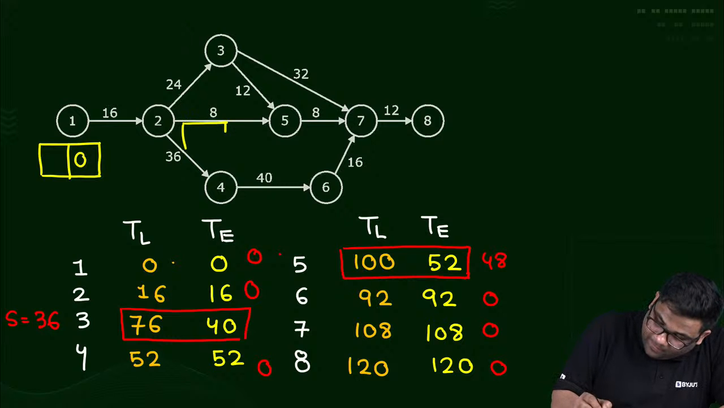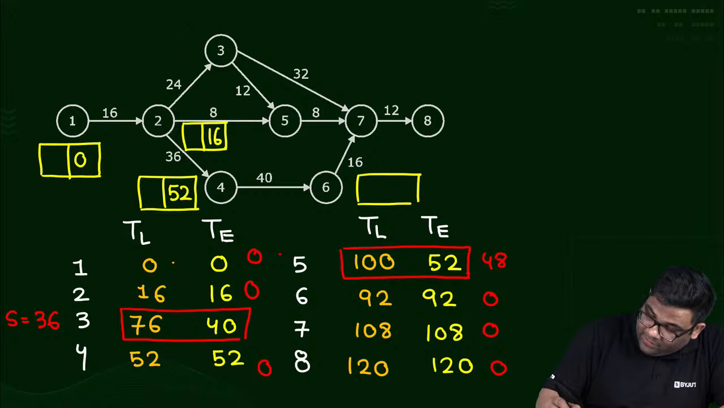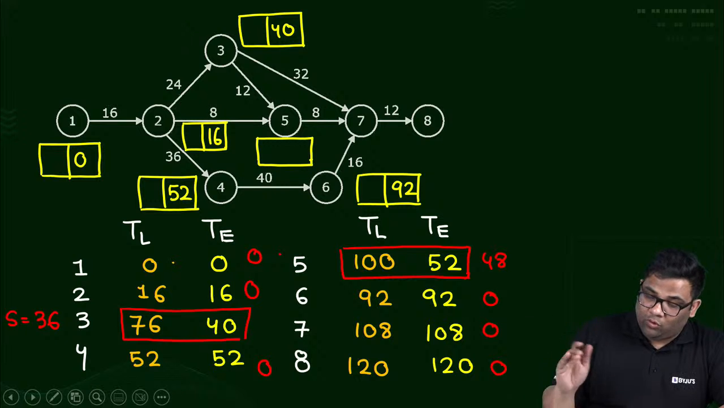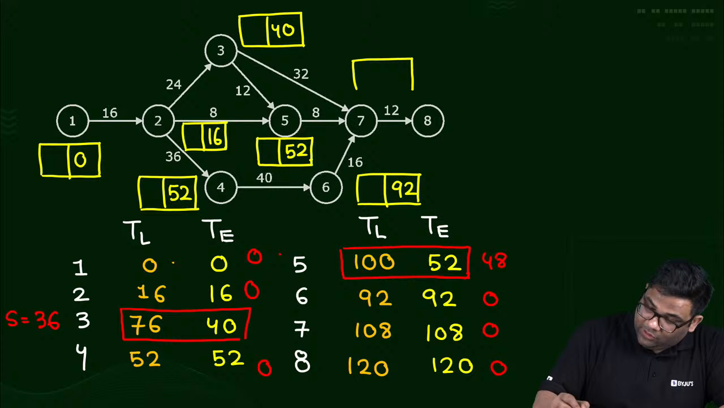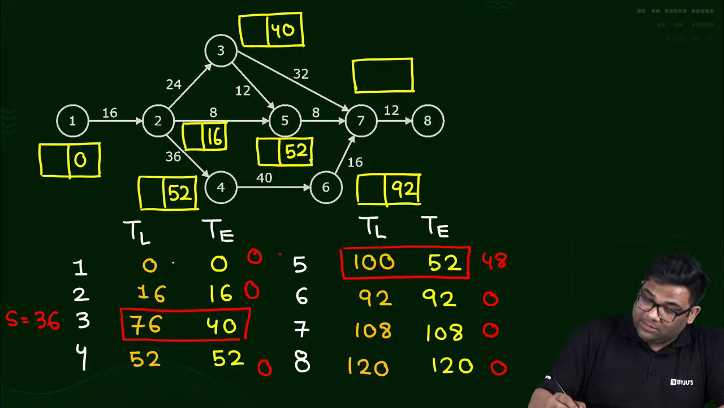0, you add 16, so 16, you add 36, so 52, you add 40 here, 92, you add 24 here, 40. This fifth one has two options, either 52 or 24, so I'll choose the larger one, 52. Then this seventh one has three options, 92 plus 16, 108, then 60, and then 72, so the larger one, 108, and this is 120 only.